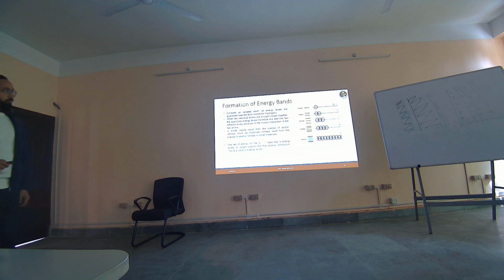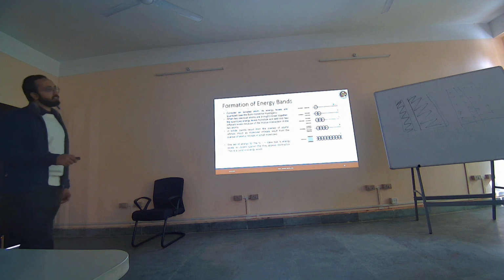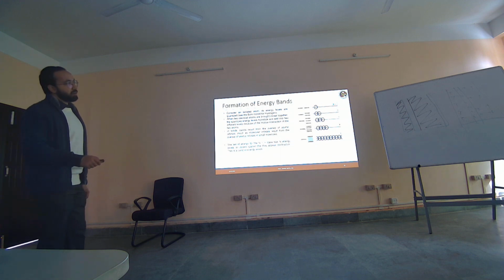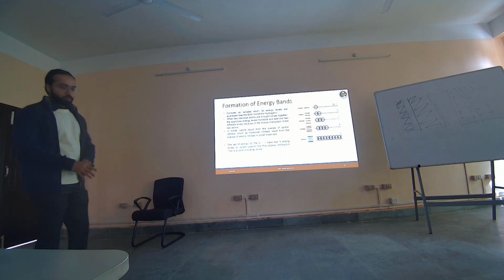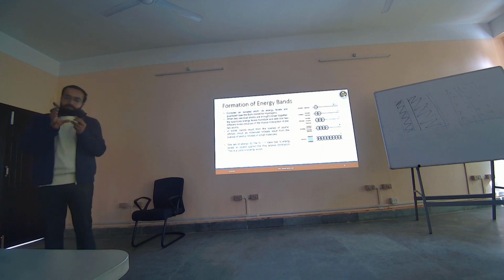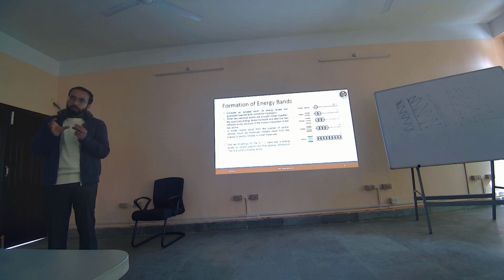Now if you look at the energy band formation, what happens is these discrete energy levels start coming together. So you have one quantum confined 0D, let's say quantum dot.